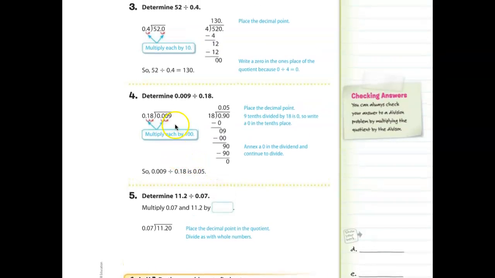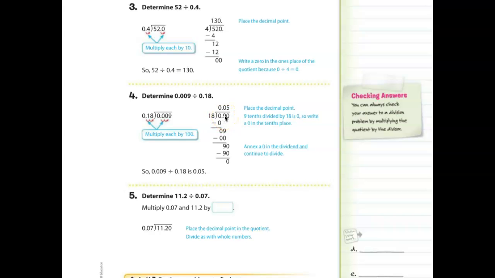For number 4, determine 9 thousandths divided into 18 hundredths. As you can see in this picture, we're going to move the decimal twice to make the whole number 18. And if we move the decimal twice, we end up with 90 or 9/10. Put the decimal up here. Now, if we look at this, we can't subtract 18 from 0, so we put a 0 up here in the quotient.